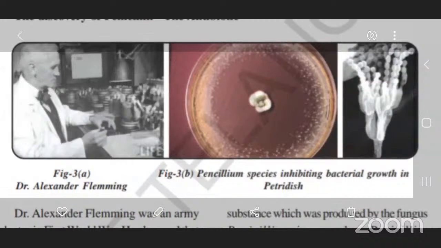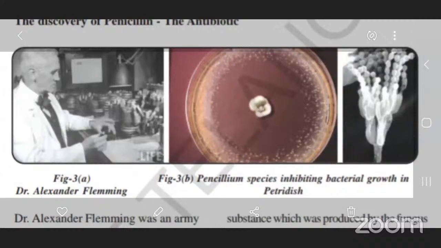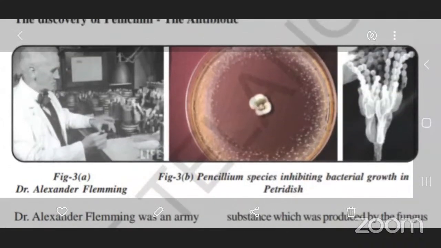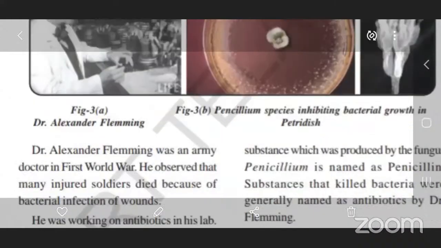Figure number 3B. Penicillium species inhibiting bacterial growth in a petri dish. The petri dish is just a dish present in the middle. The sample is given on the right side. That figure is given in zoom, for a perfect view. See here, where Penicillium is there, that place is inhibiting the bacterial growth.